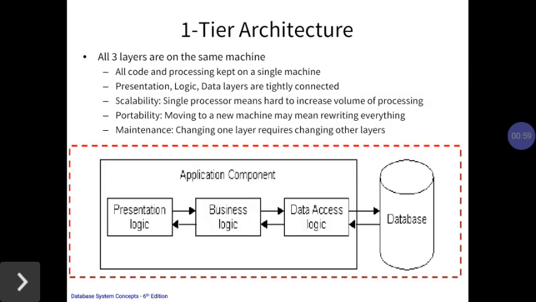In one tier architecture, all three layers are on the same machine. So here in this image you can see presentation logic, business logic, data access logic and database. So everything is in the same layer. So the scalability will be single processor, meaning it is hard to increase the volume of processing, and the portability, that is moving to a new machine may mean rewriting everything. And maintenance: in one tier architecture, if we are changing one layer, it is dependent on all other layers, it is all on the same machine, so we have to change the other layers as well.